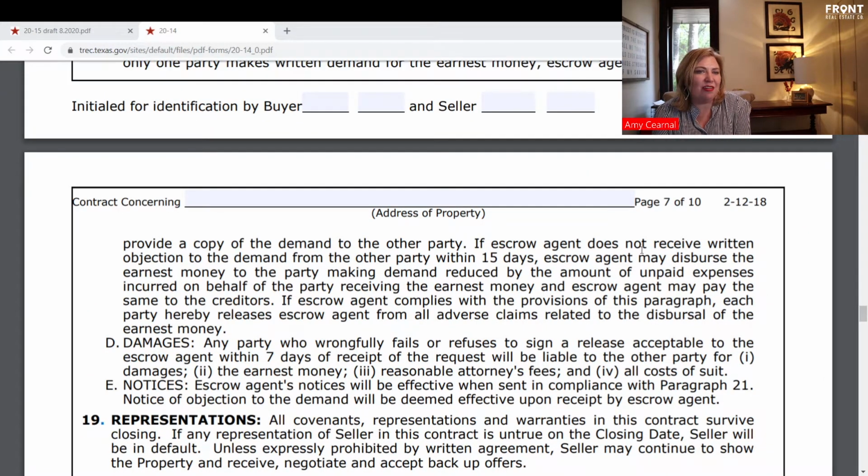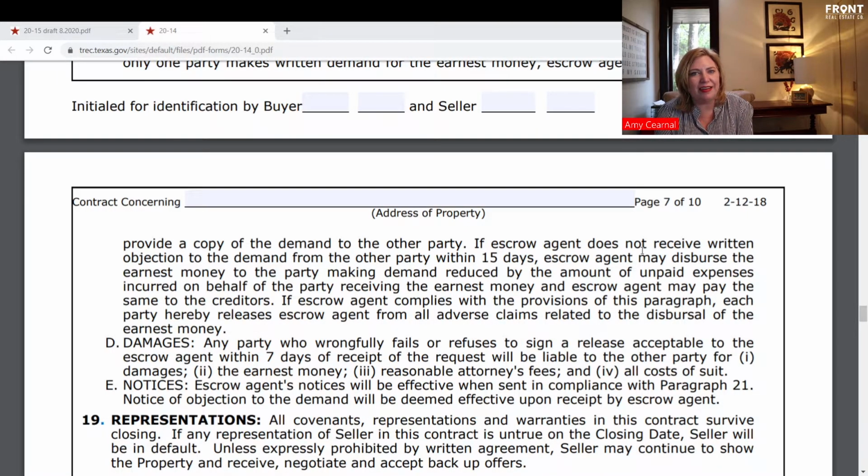If escrow agent does not receive written objection to the demand from the other party within 15 days, escrow agent may disperse the earnest money to the party making demand, reduced by the amount of unpaid expenses incurred on behalf of the party receiving the earnest money, and the escrow agent may pay the same to the creditors. If escrow agent complies with the provisions of this paragraph, each party hereby releases escrow agent from all adverse claims related to the dispersal of earnest money.